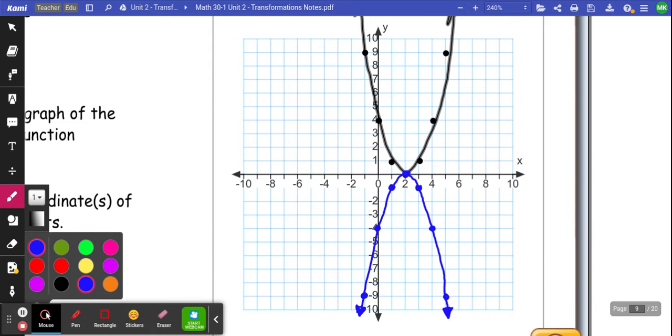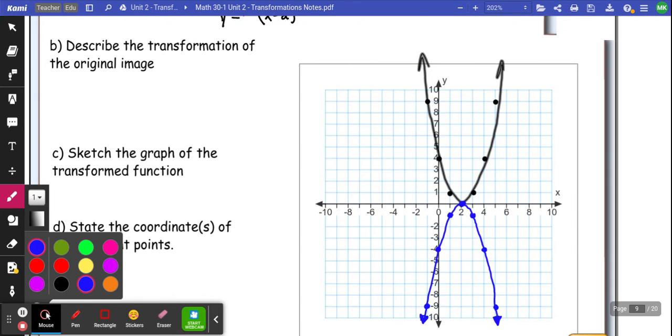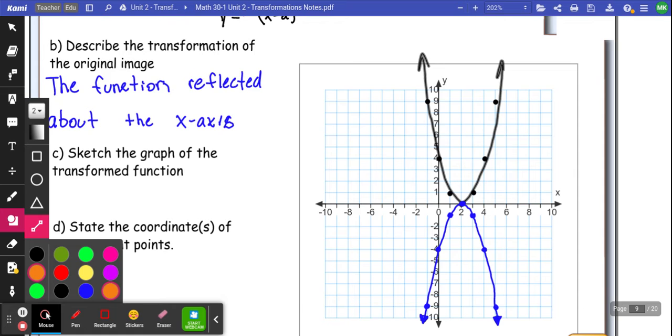Okay, so describe the transformation of the original image. I'd say the function reflected about the x-axis. It flipped to the other side. Oh, that was rough for the computer. It flipped to the other side of that axis right there.